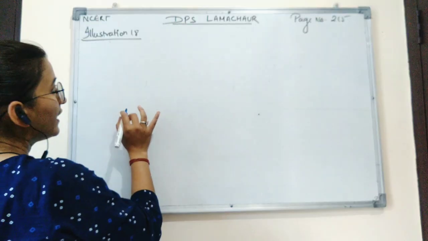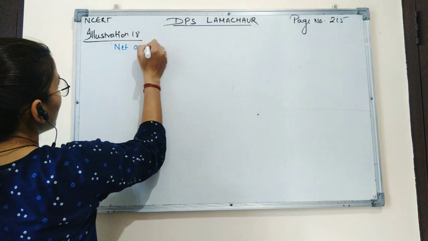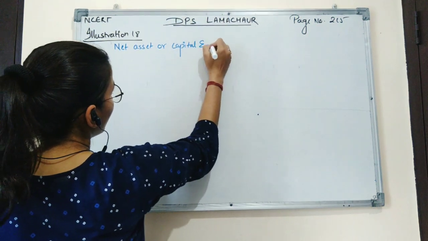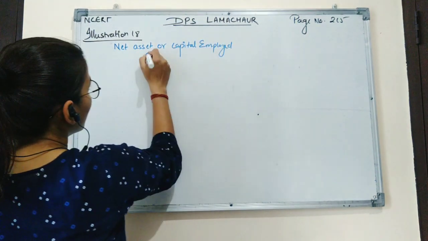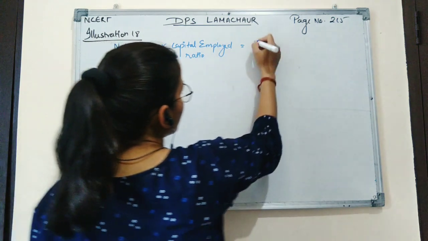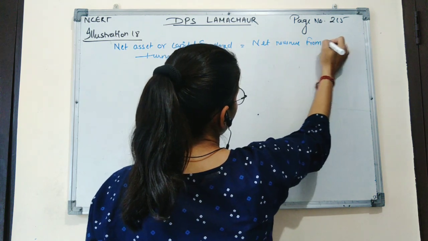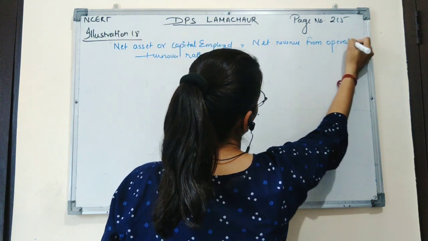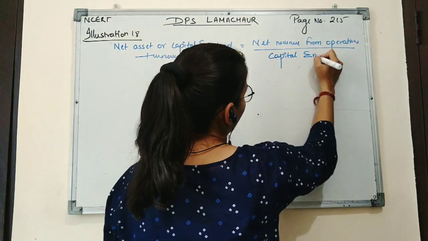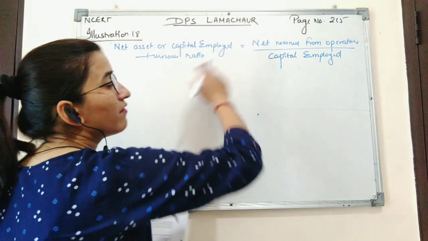Now the formula for calculating the net asset or capital employed turnover ratio is net revenue from operations divided by capital employed. So here we have been given the net revenue from operations.